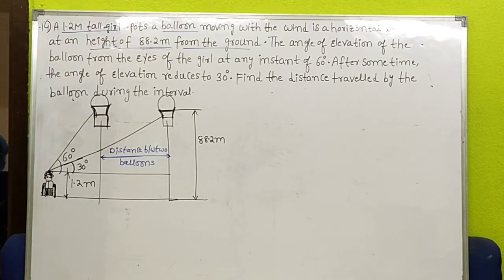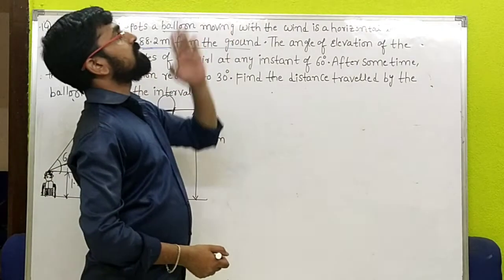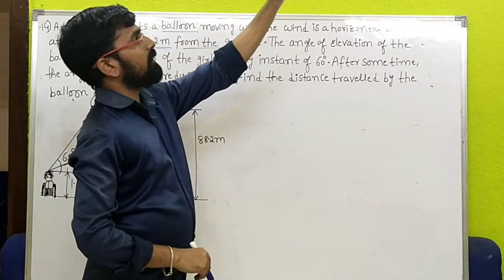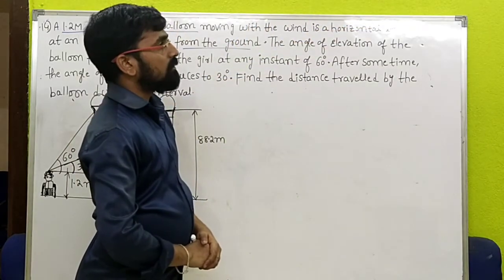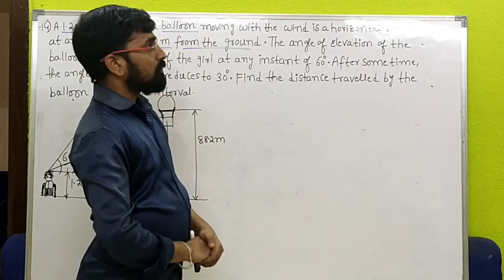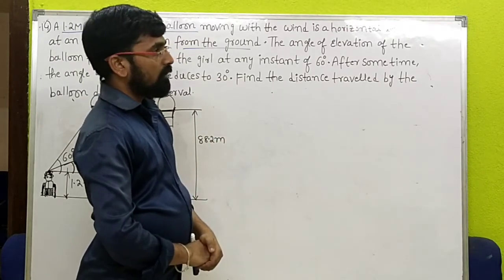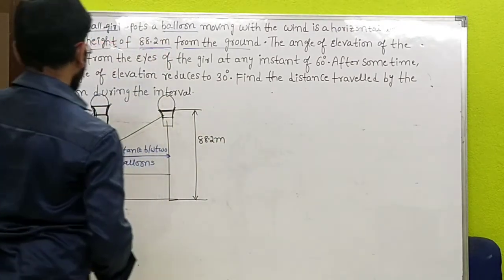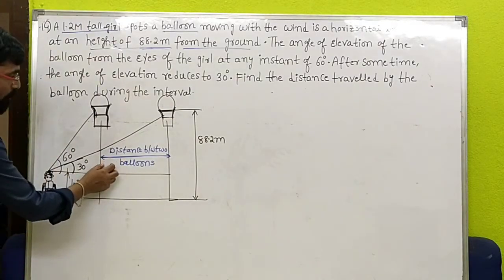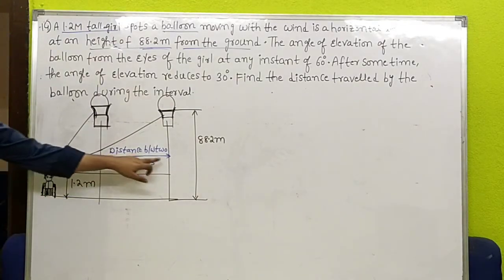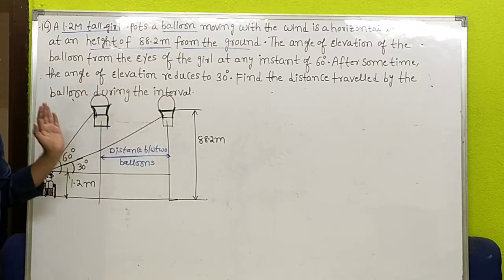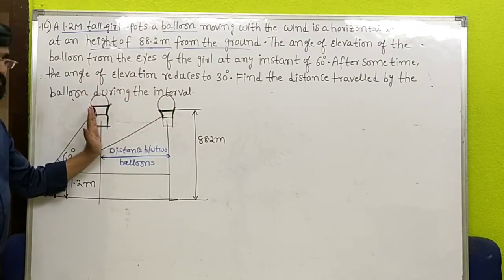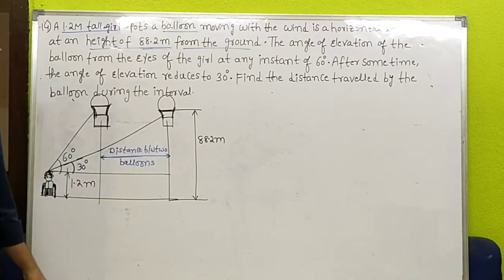Why? Because here it is 60 degrees when she is seeing from here. After the balloon moves there, her angle decreases, so from 60 it has decreased to 30 degrees. They are asking how much distance the balloon traveled, the distance between the two balloons, from the first position to the final position of the balloon.